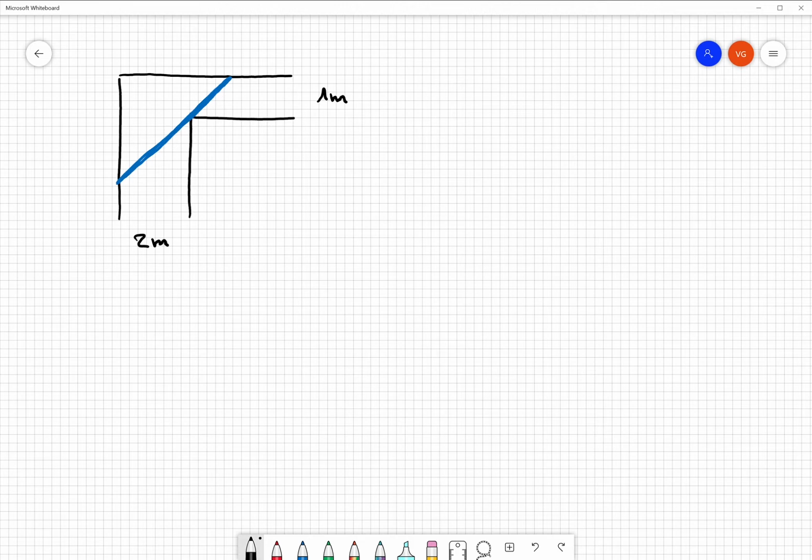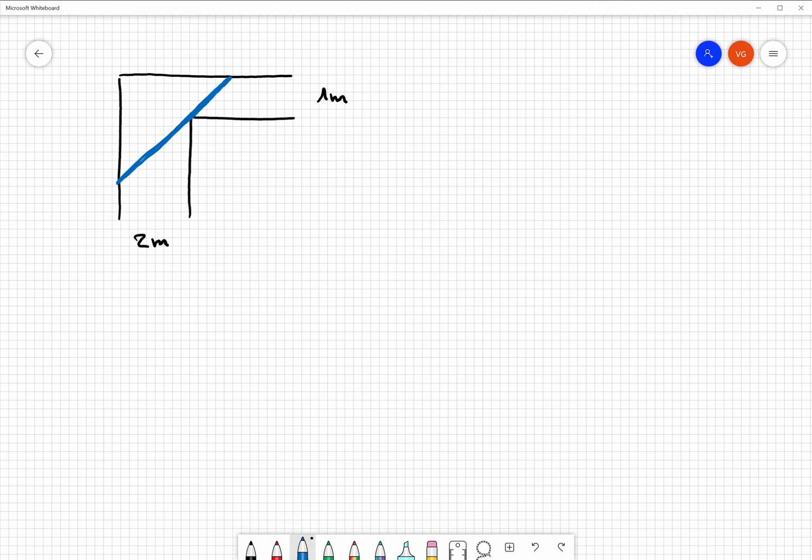We have two corridors, one a wide one with 2 meters, and then at a right angle it narrows down to 1 meter. Okay? The question is, what is the longest ladder that you can walk around that corner?